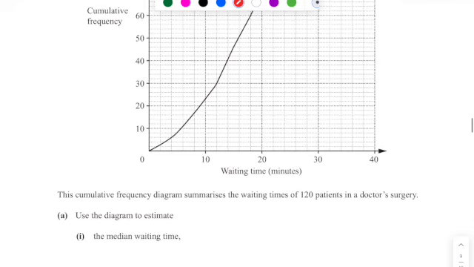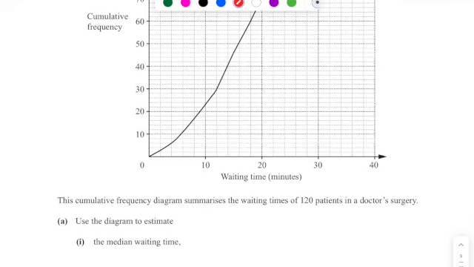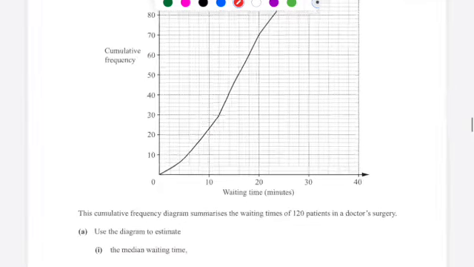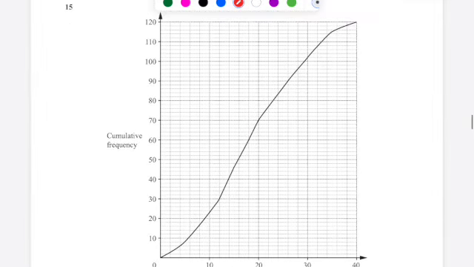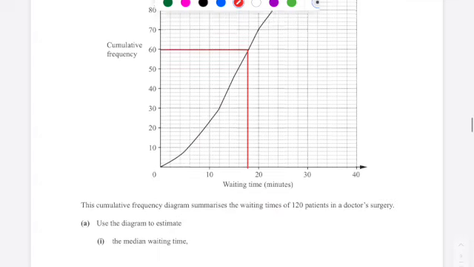This cumulative frequency graph summarizes the waiting times of 120 patients in a doctor's surgery. Find the median time. 120 patients, so the median is at 60. From 60, draw the line, hit the graph, and drop it down. So this is going to be 18.